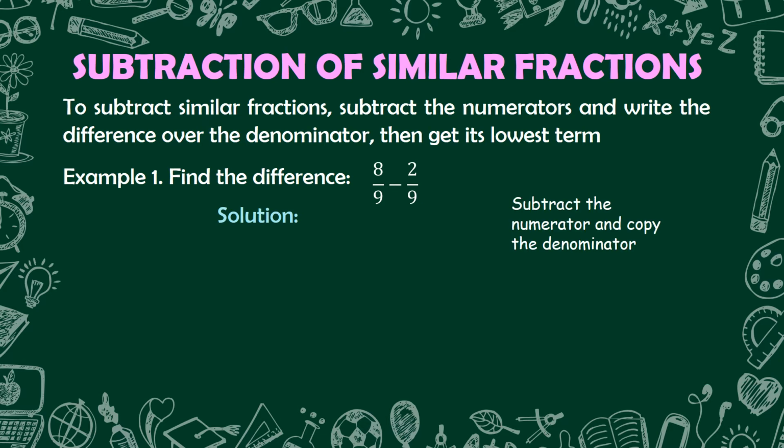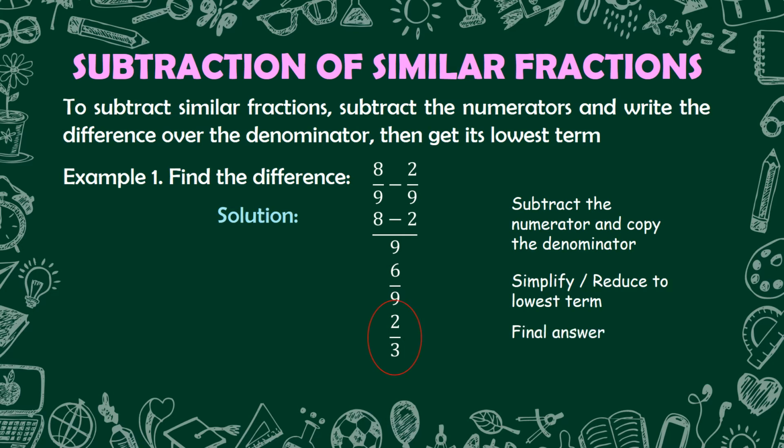Find the difference of 8 over 9 minus 2 over 9. For our solution, let us subtract the numerator. We will have 8 minus 2 and then copy the denominator. So 8 minus 2 is equal to 6. Copy the denominator, we will have 6 over 9. Simplify, then reduce to lowest term. The common factor for 6 and 9 is 3. So 6 divided by 3 is equal to 2 and 9 divided by 3 is equal to 3. So our final answer is equal to 2 over 3.